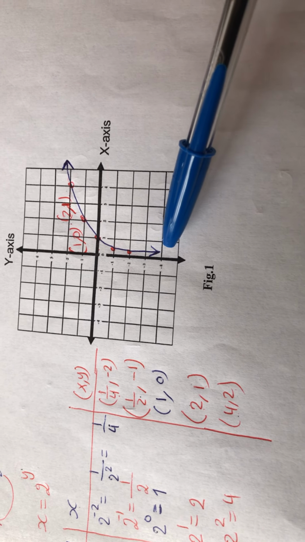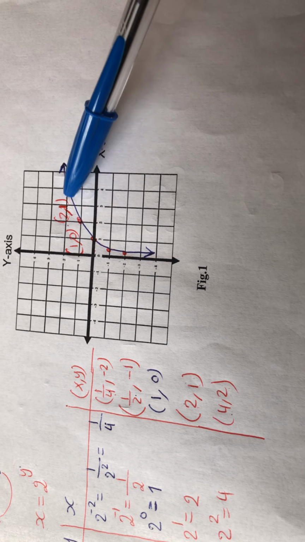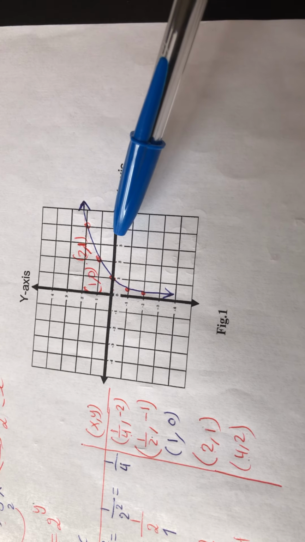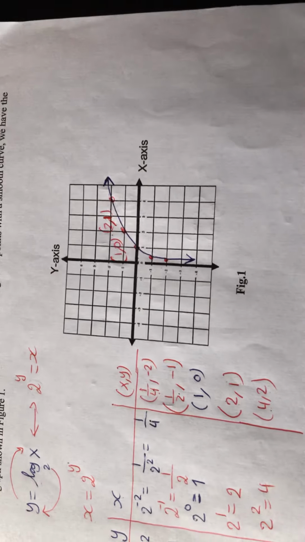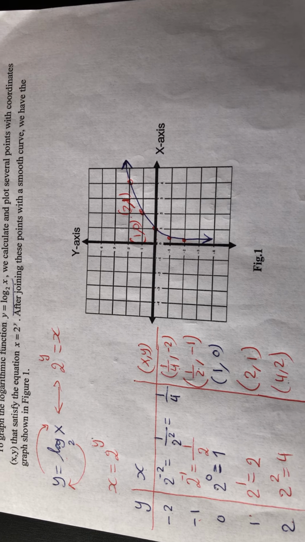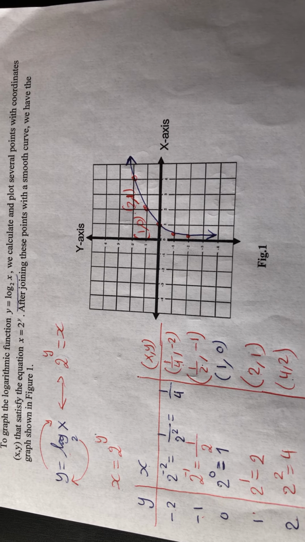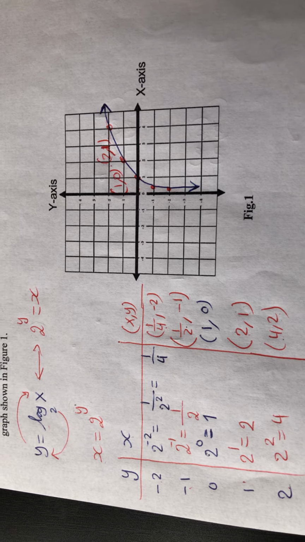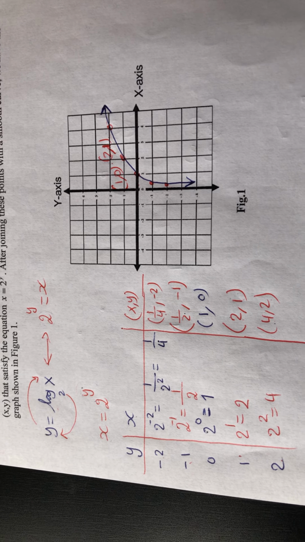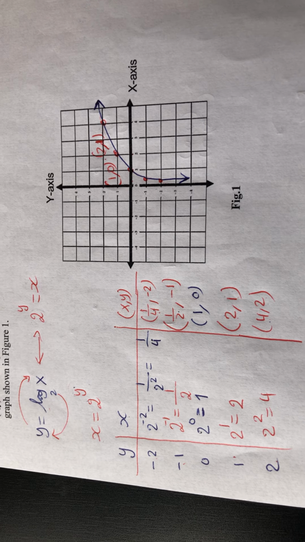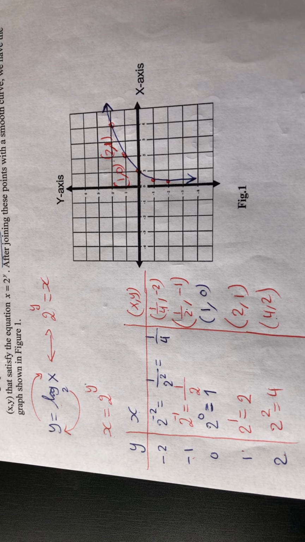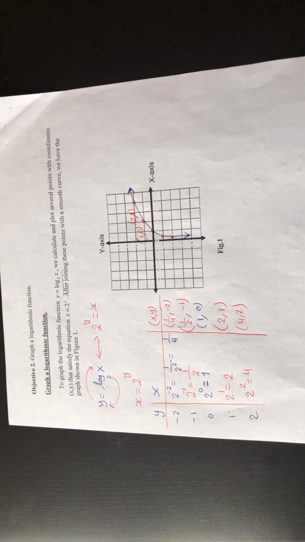Now graph a smooth curve passing through these points. So this is the graph for x equals 2 to the power y, which is equivalent to y equals log of x with base 2. If you look at this graph, it is increasing. When x increases, y also increases. Let us take another example.